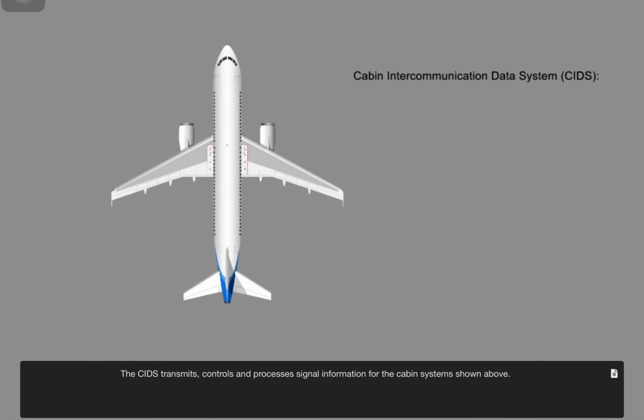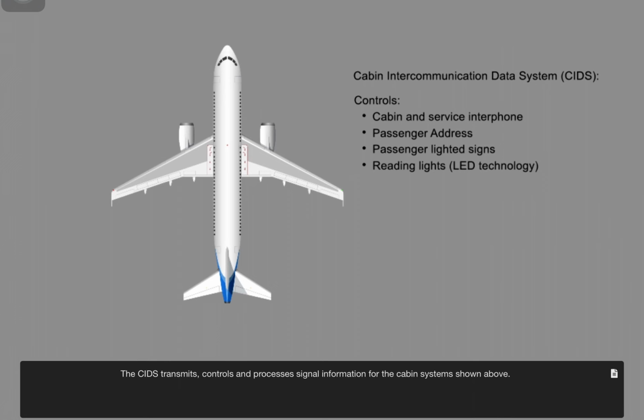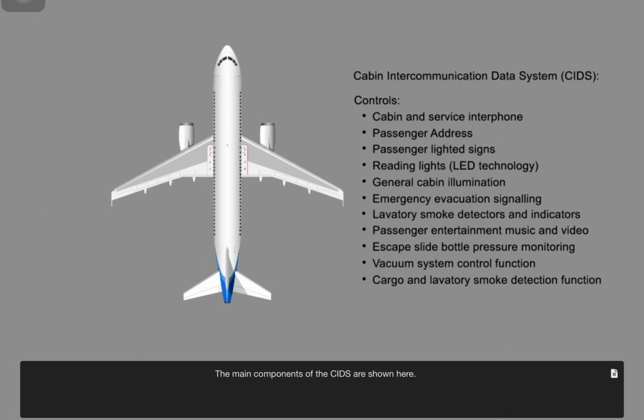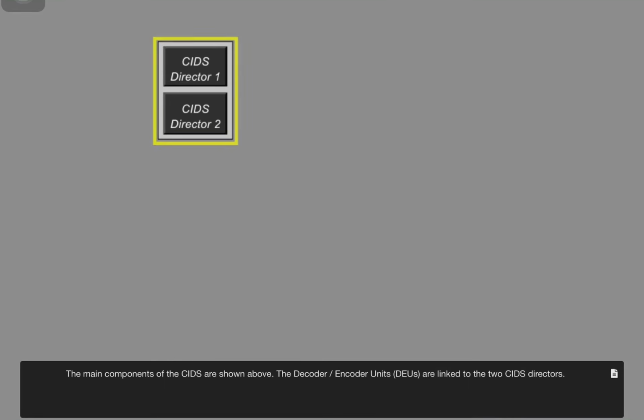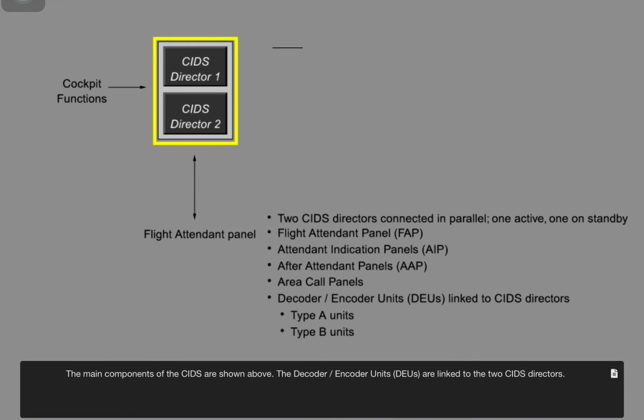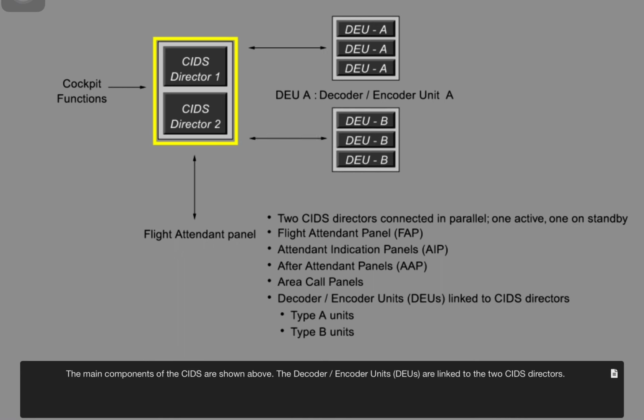The SIDS transmits, controls, and processes signal information for the cabin systems shown above. The main components of the SIDS are shown here. The decoder-encoder units, DEUs, are linked to the 2 SIDS directors.